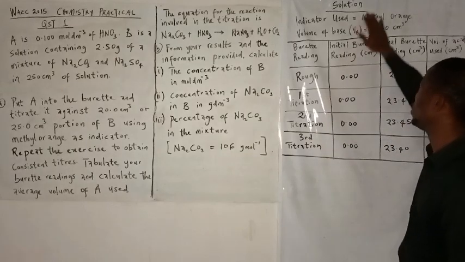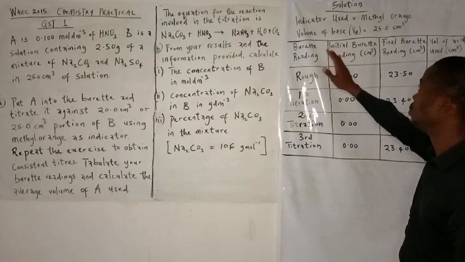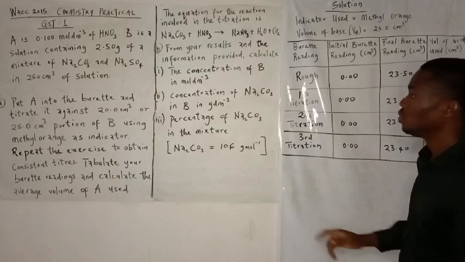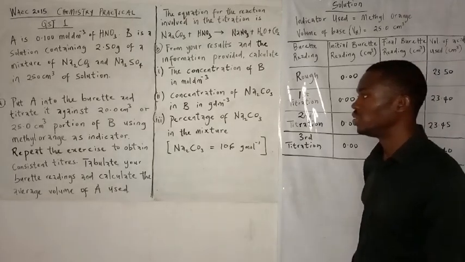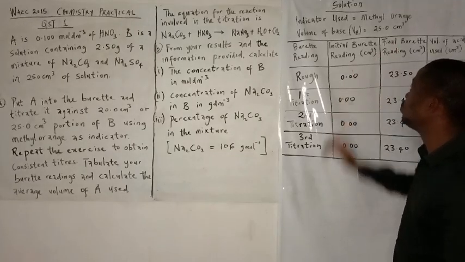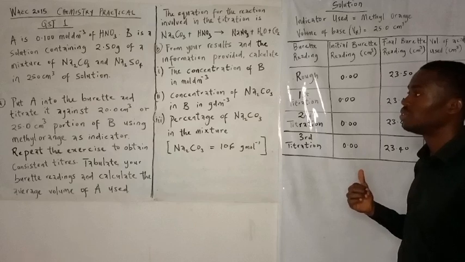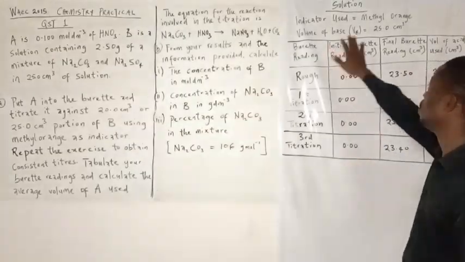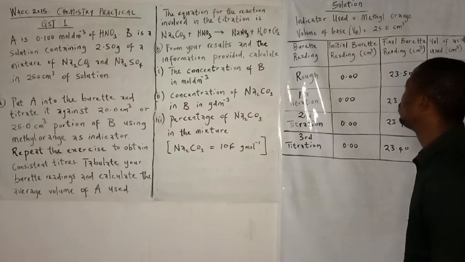First thing to do is to write solution, and then, as usual, write the indicator used and the volume of the base. So from the question, we should use methyl orange as the indicator, and so it is indicated. Then the volume of the base for this practical, we are assuming that we are using a 25 cm cube portion of the base. So the volume of our base, V subscript B, is 25 cm cube.